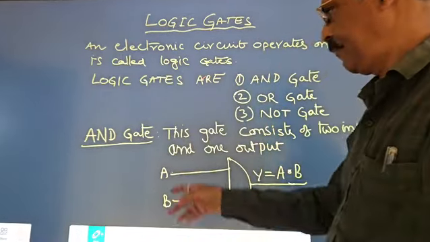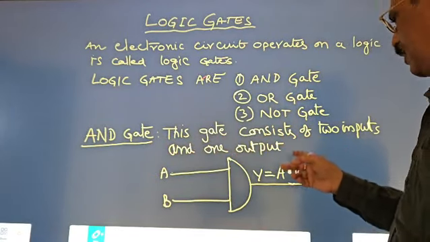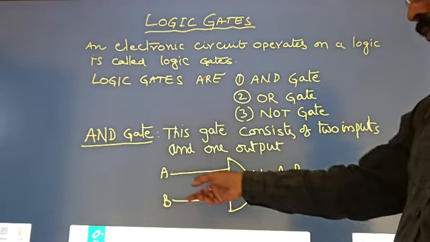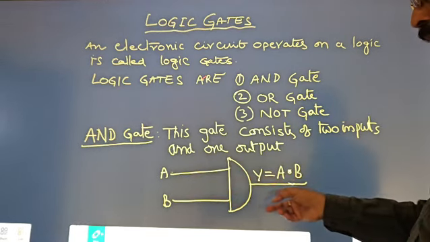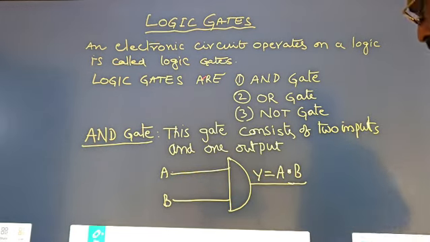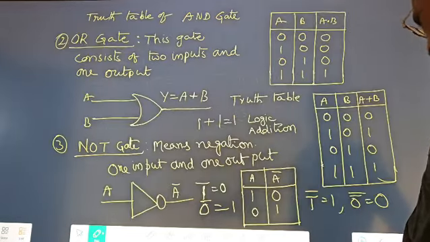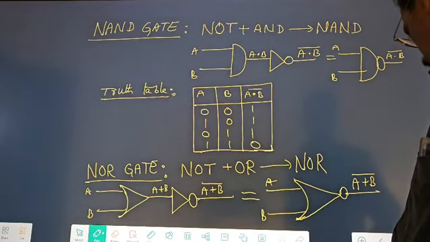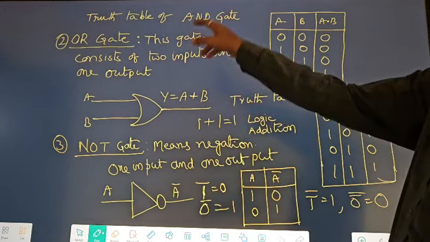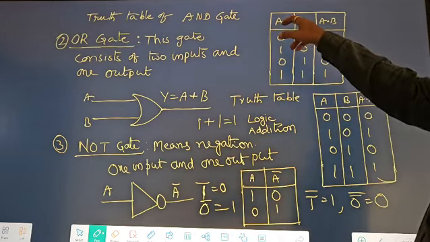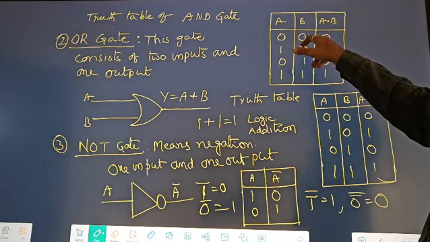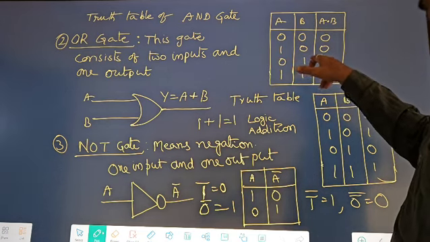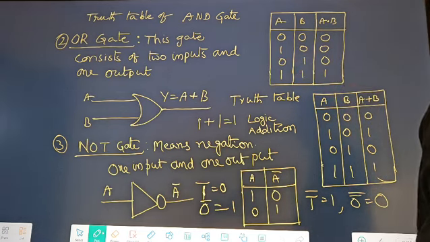What is meant by an AND gate? This gate consists of two inputs and one output. The output is A dot B. So, the truth table of the AND gate: A, B, A dot B. 0 dot 0 is 0, 0 dot 1 is 0, 1 dot 0 is 0, 1 dot 1 is 1.